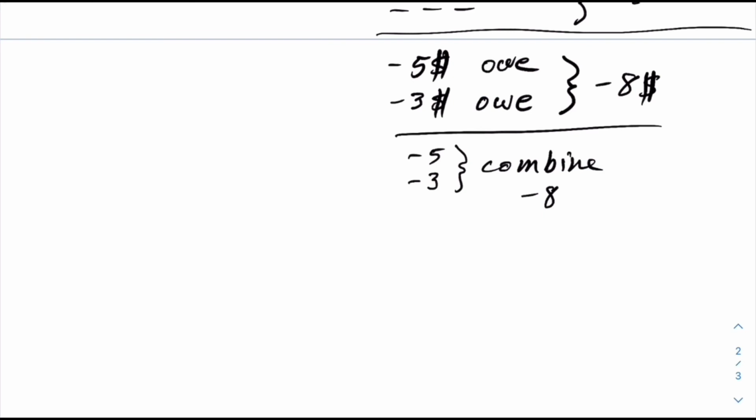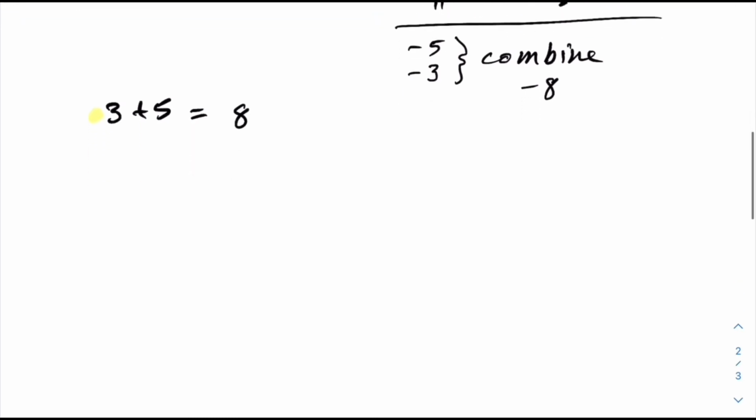So then, what if you have 3 plus 5? Well, that's just a regular addition problem because, again, no sign means positive. So, basic addition, 3 plus 5 is 8.